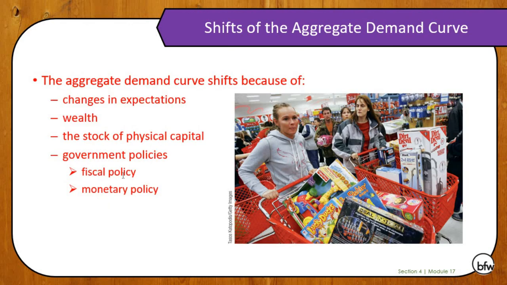All right. Now, the following things will shift the aggregate demand curve. It'll shift because of a change in expectations, change in wealth, stock of physical capital, government policies, fiscal policy, and monetary policy. We're going to learn more about fiscal policy in a later module. I believe it's module 20 off the top of my head, but don't hold me to it. Monetary policy is something we'll cover in more detail in the next unit. So what this is showing here is going to be a change in expectations.